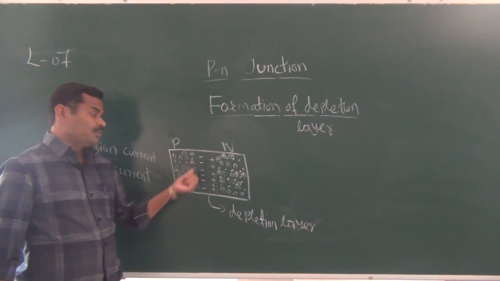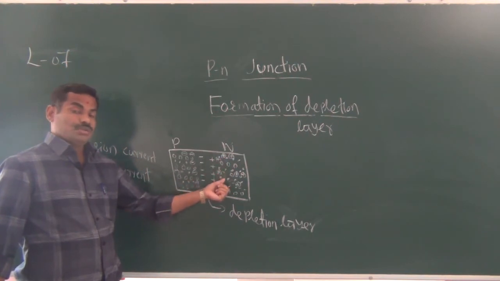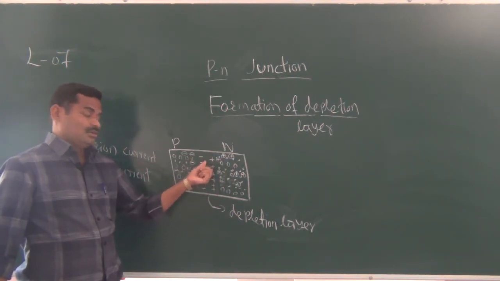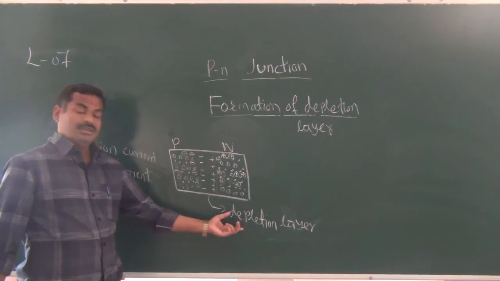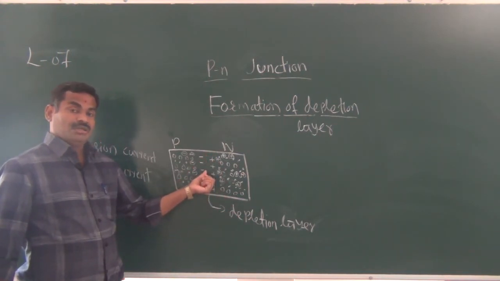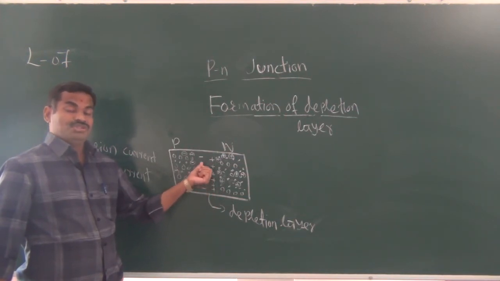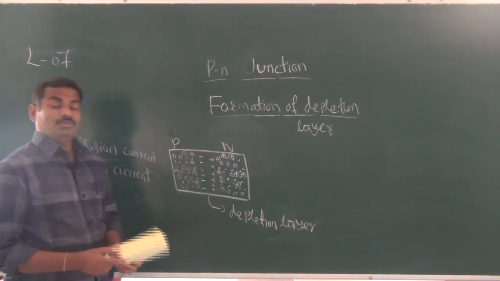And what about the uncompensated negative ions from the p side and the uncompensated positive ions on the n side? They will create this layer. That layer is nothing but the depletion layer. Why is it the depletion layer? Because in this layer, you are not having any electrons or holes. Only immobile ions are there.